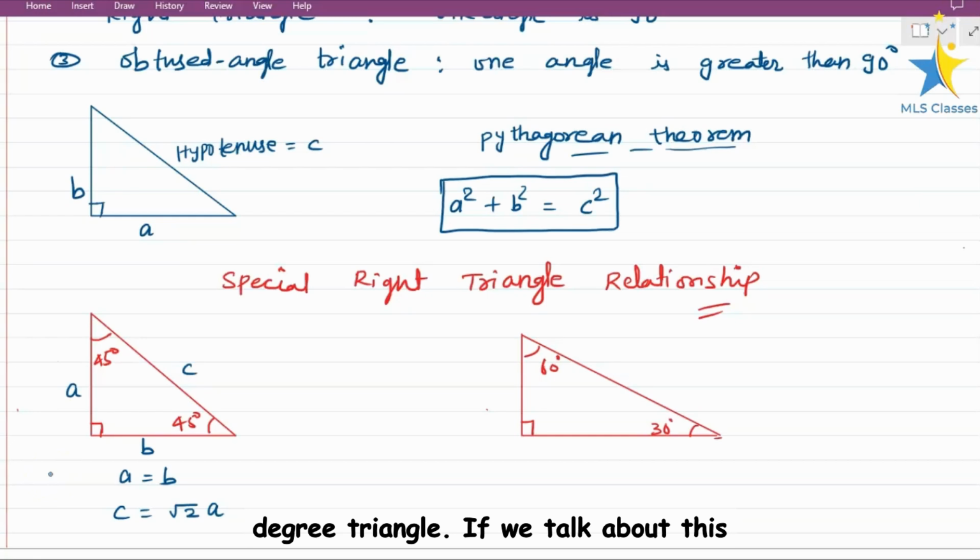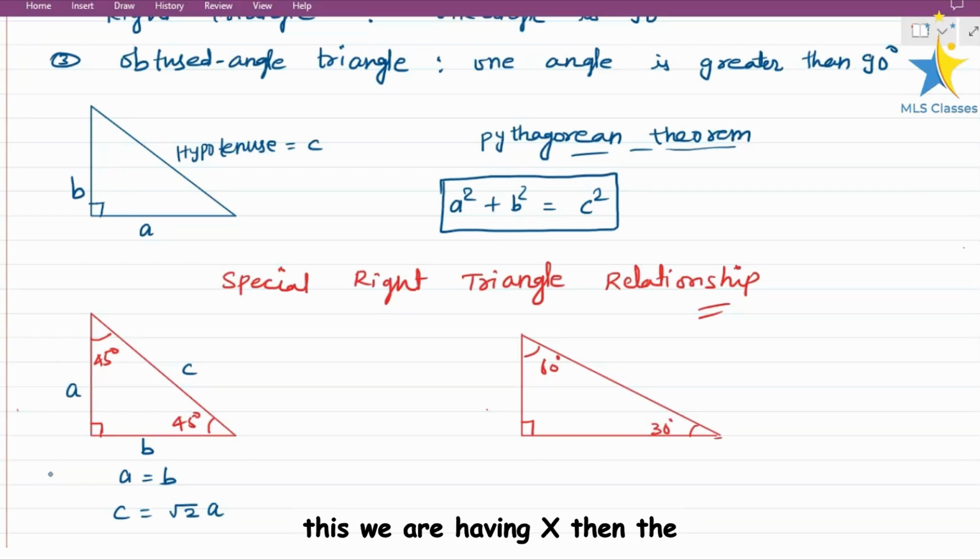If we talk about this 30, 60, 90 triangle, then suppose we have x, this is the shorter side. So hypotenuse is always twice the shorter leg, whereas the longer leg is root 3 times the shorter leg.